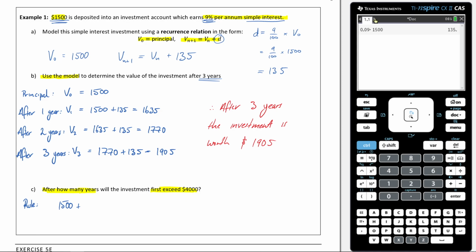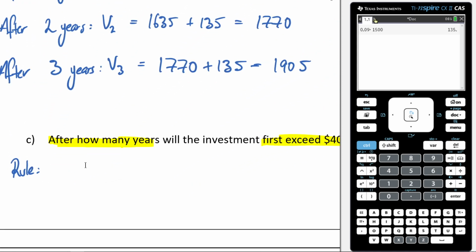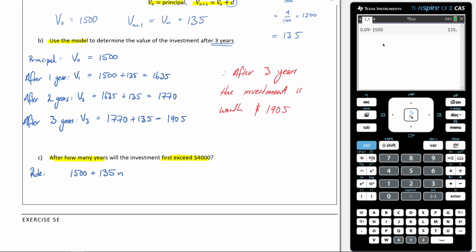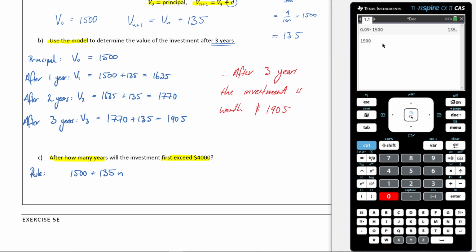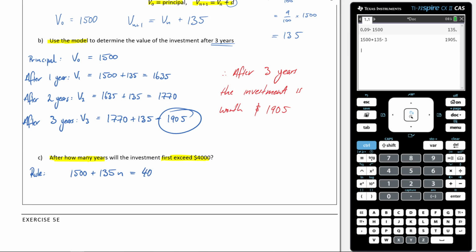N. So let me try this one more time. I'm starting with $1,500, and I'm adding on 135, and then I'm going to times that by N. The reason I'm timesing that by N is that this N is going to represent how many years have gone by. So with this, for instance, I could have gone 1,500 plus 135, and I could times it by 3, and I should get this. Right? If I times it by 3, I get 1,905. So now I could use this to solve for what I want. I could say, let this be equal to $4,000. And now I just need to solve for N.